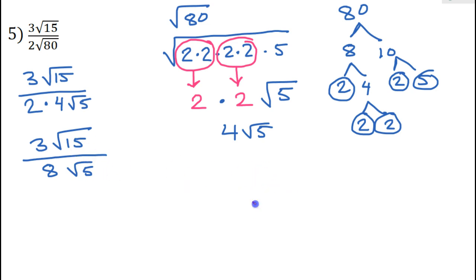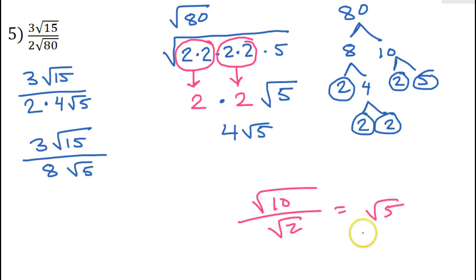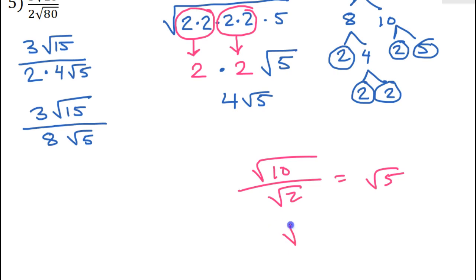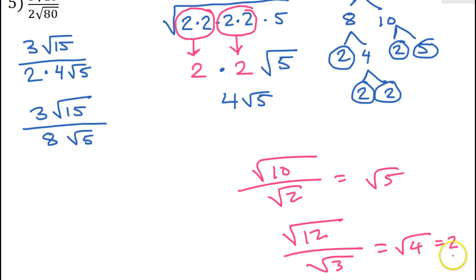All right, look, say if I have radical 10 divided by radical 2. Guess what? That's radical 5. Let's say if I had radical 12 divided by radical 3. Guess what? That's radical 4, which would be 2. So if they're both radicals, you can go ahead and do the division.